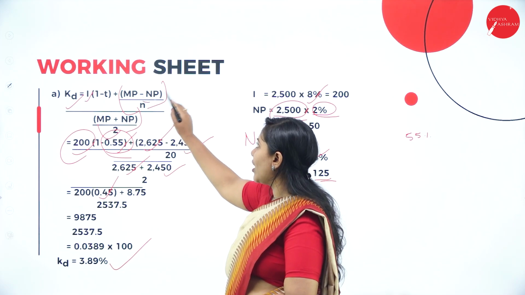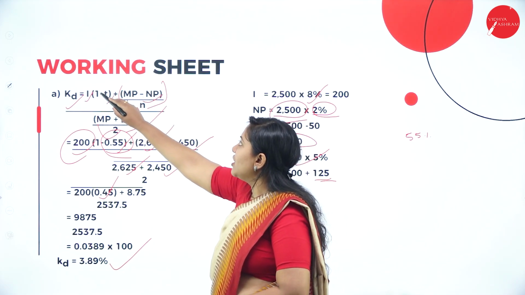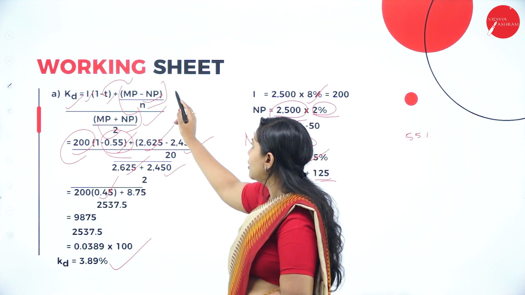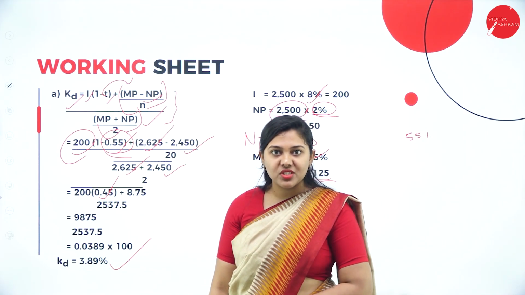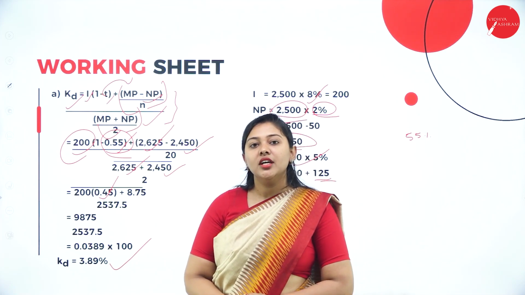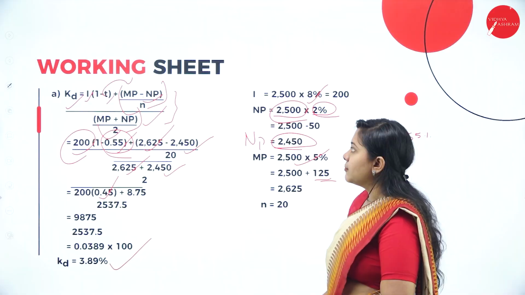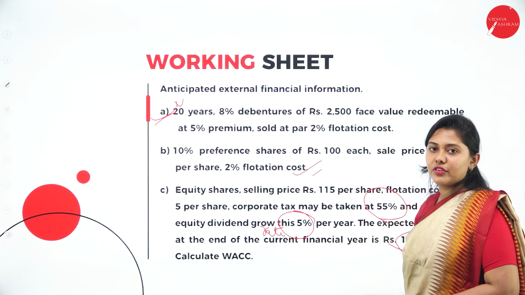3.89%. So this is step 1, step 2, step 3, step 4 and step 5. And again, if you divide the value, whatever you get, that is your step 6, and the value you get is how much? 3.89%.